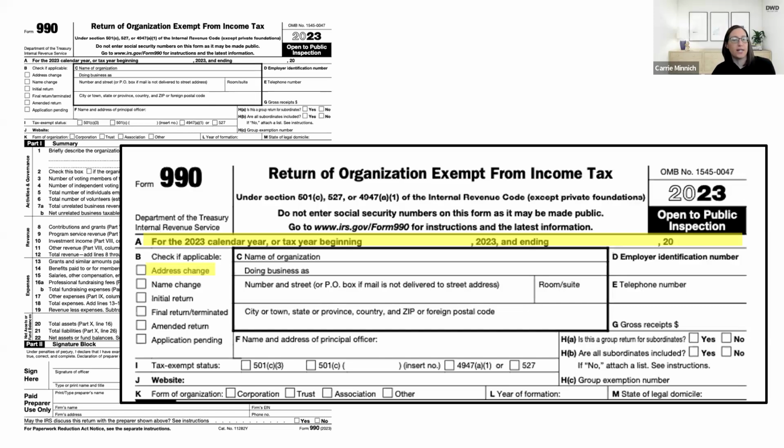If you change your address, you need to notify the IRS, and you can do so by clicking the address change box. If you change your name, you need to notify the IRS, and so you can check the name change box. The IRS also asks for your website. They do supposedly look at it to see what's on there. So make sure that if you do have a website, you put the website's address on there, and please make sure it is the proper website. If you update your website address, make sure you update it here on your 990 as well.